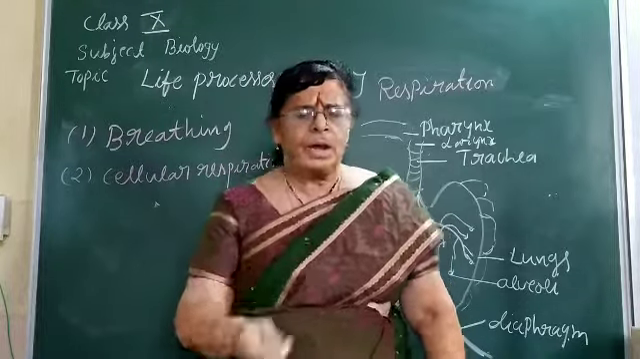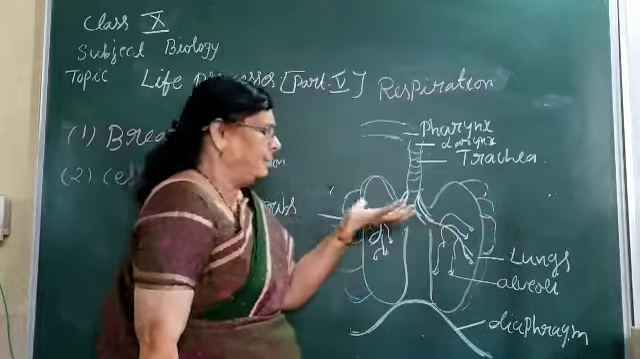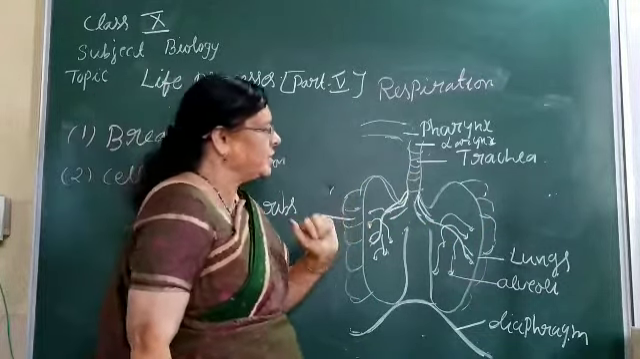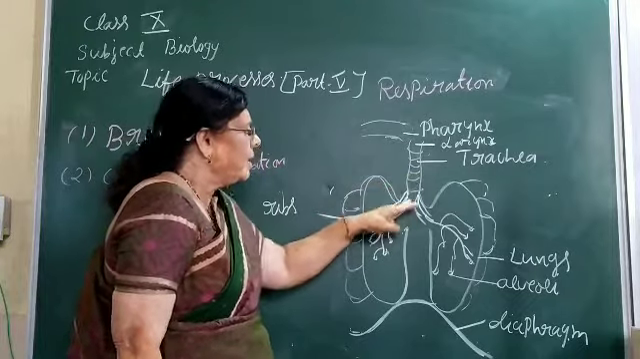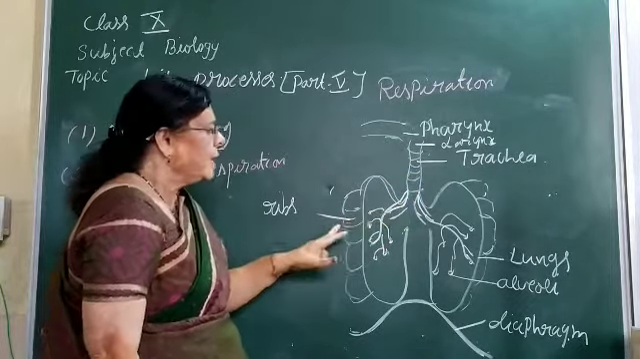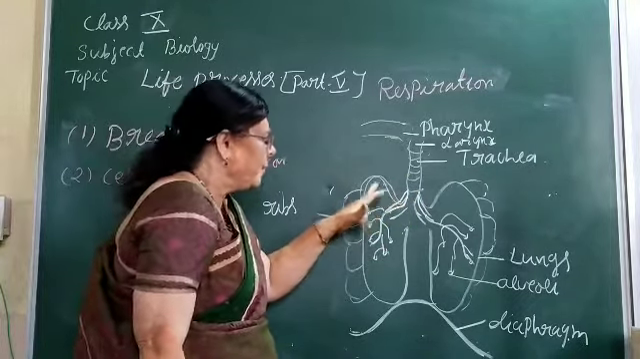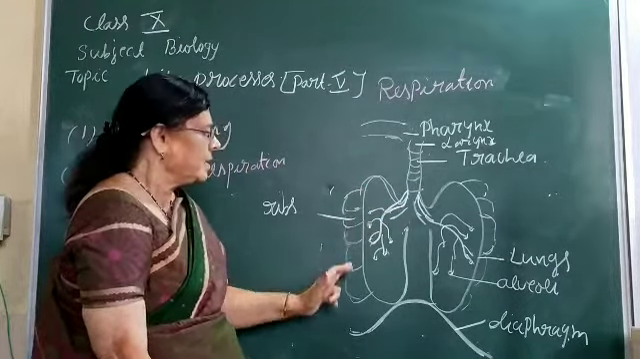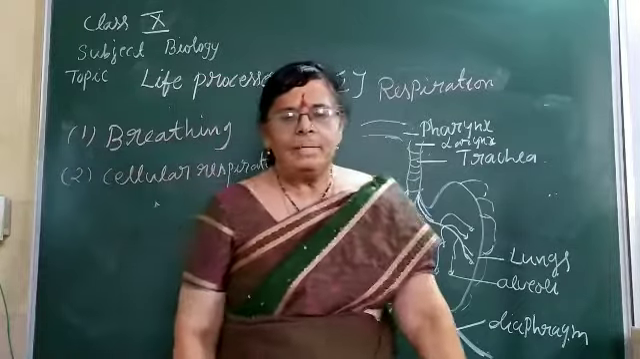It will be moving, and further, if some particles are there, they will not be allowed to pass through. Then from the trachea, the air will come to the bronchi. Then from the bronchi, it will enter the lungs. In the lungs, we have the alveoli.